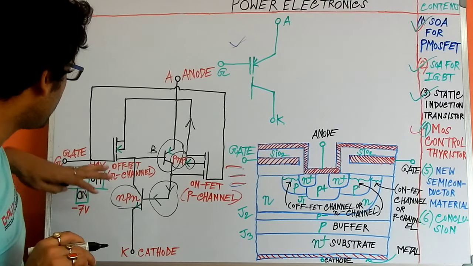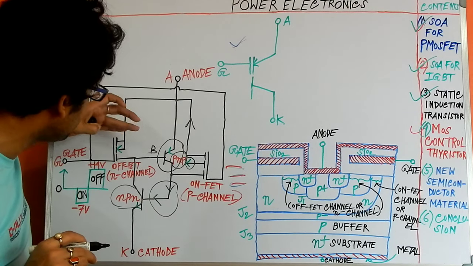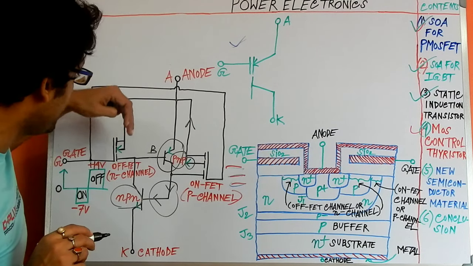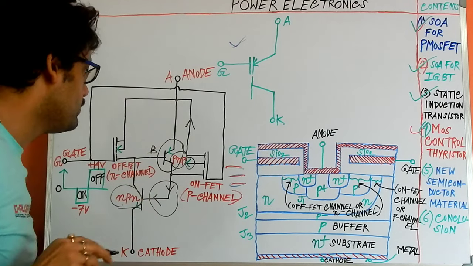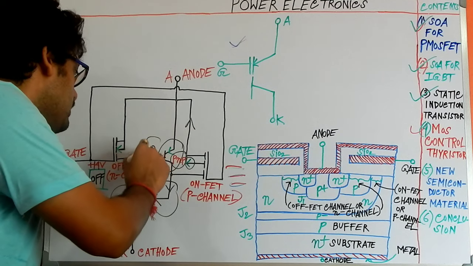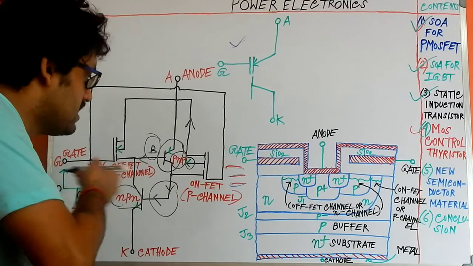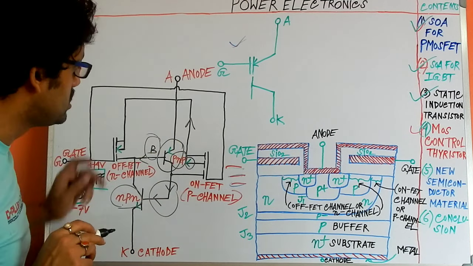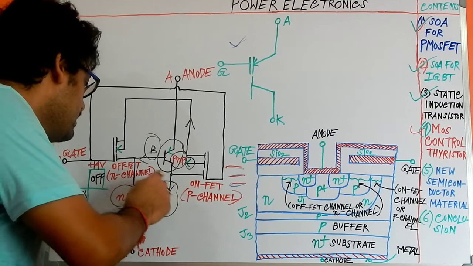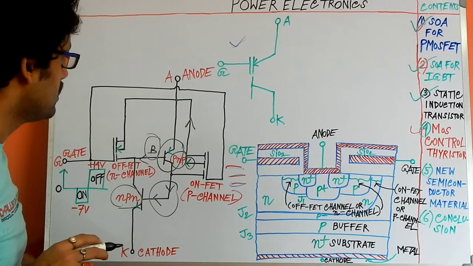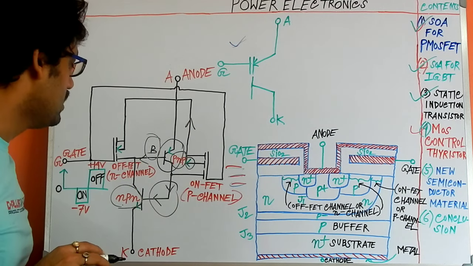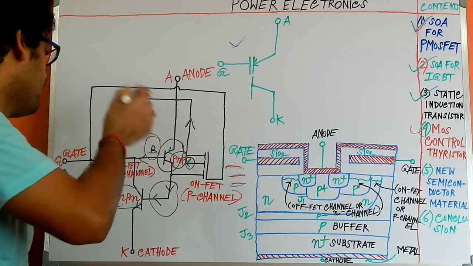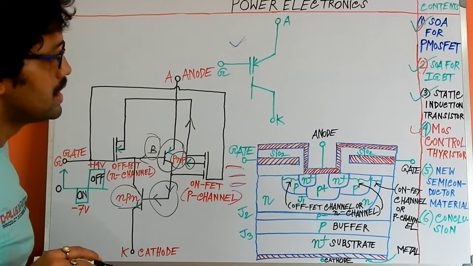Is that clear? So the turn off operation is very, very easy. The off FET is turned on, and owing to this, the excess current is extracted from the NPN and PNP transistors. First the base current is extracted, and the current is thrown in this direction from right to left. Because of the missing base current, the PNP is first turned off, which results in less current in the NPN transistor also, and lastly the NPN turns off. The anode and cathode connection is lost, and this is the proper methodology to turn off our MOS controlled thyristor device.